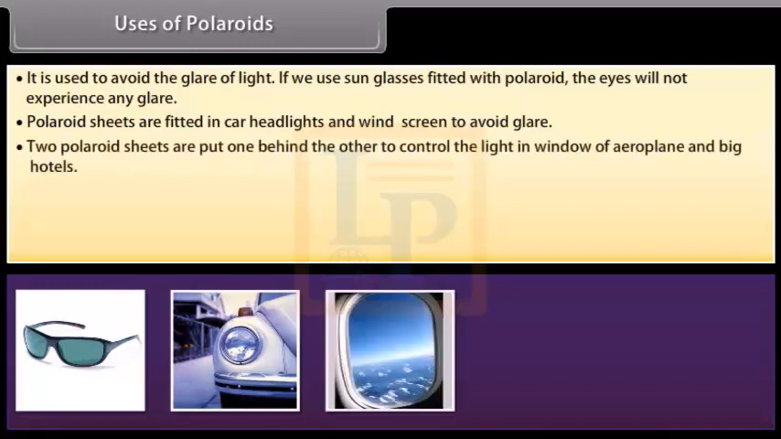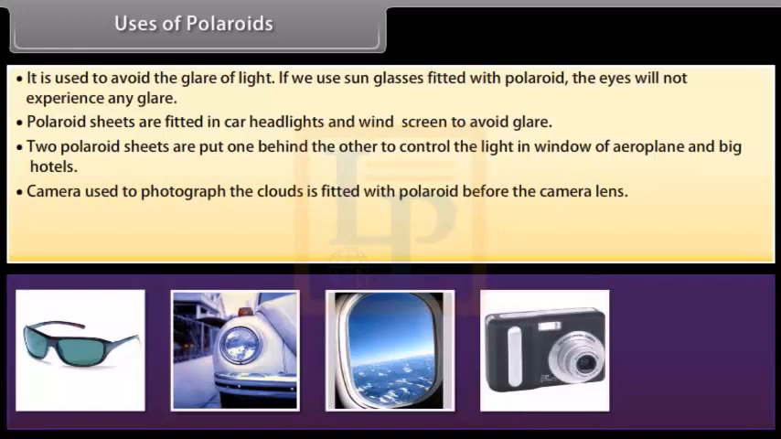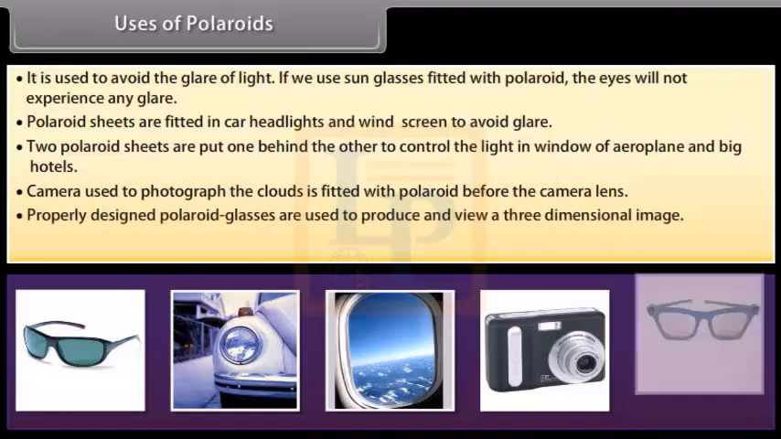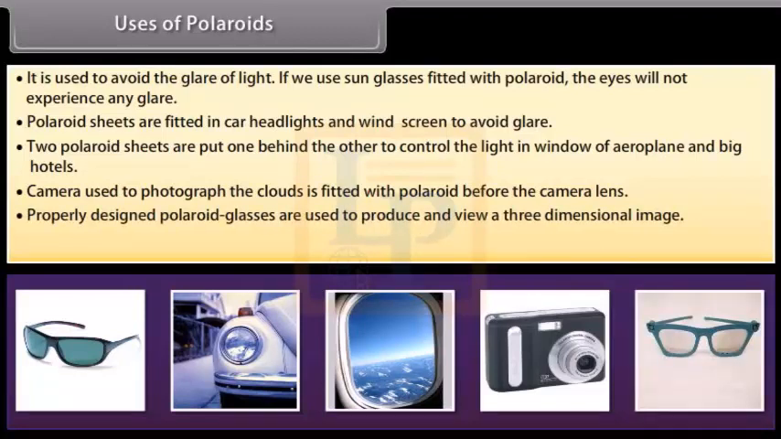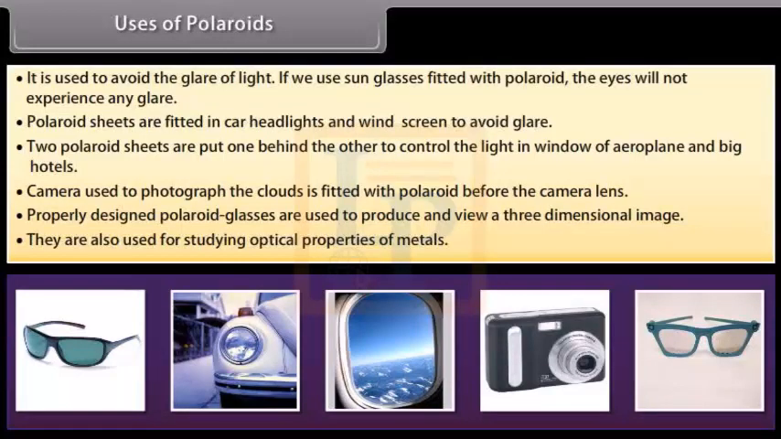Two Polaroid sheets are put one behind the other to control the light in windows of aeroplanes and big hotels. The camera used to photograph the clouds is fitted with Polaroid before the camera lens. Properly designed Polaroid glasses are used to produce and view a three-dimensional image. They are also used for studying optical properties of metals. Malus's law.